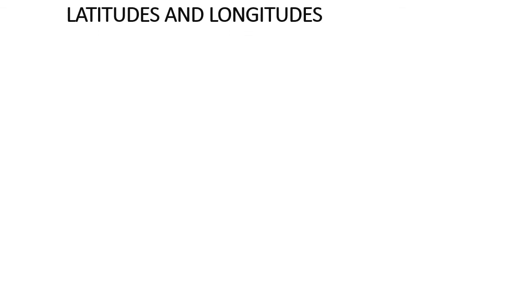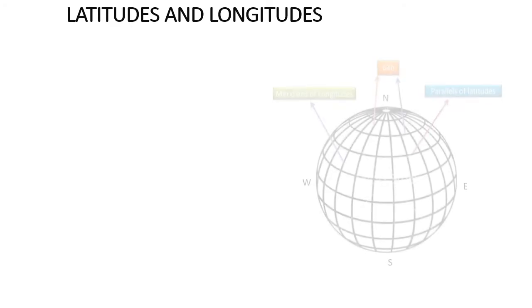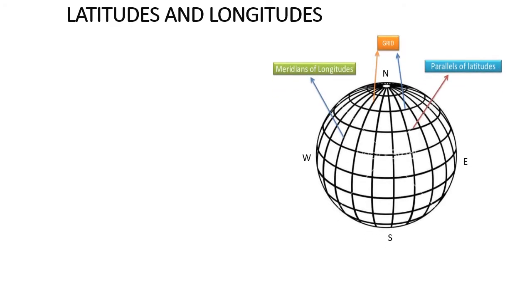To locate places, we need some references. Latitude and longitudes are these references which help us in locating places on the map or on globe. They are imaginary lines that run vertically and horizontally on the globe and make a grid which helps us in locating places. One by one we will see latitudes.